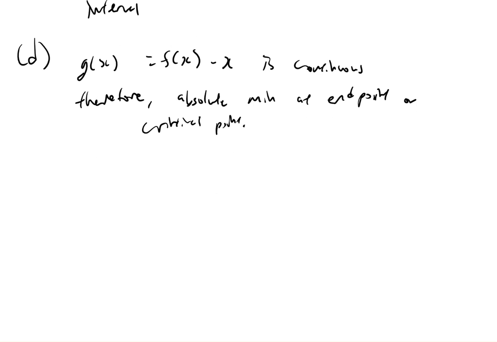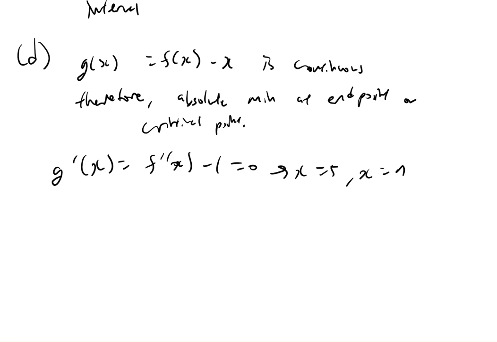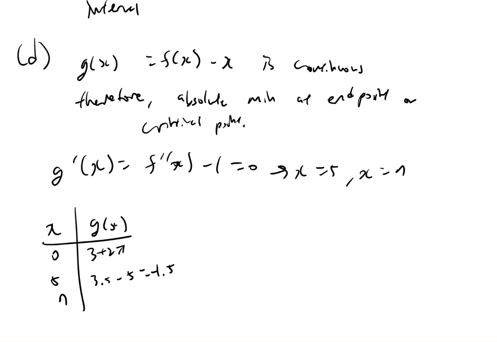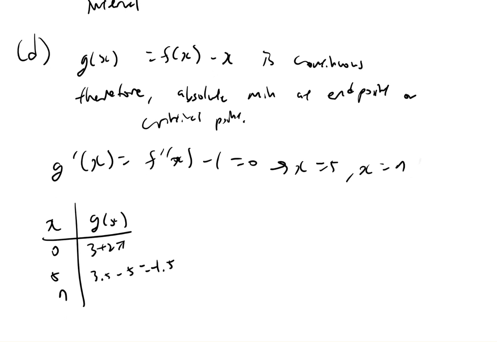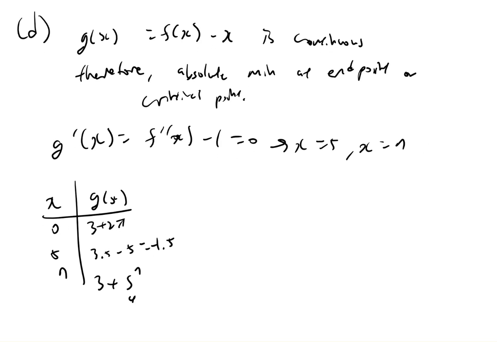And by using a candidate test, we know that g prime of x equals f prime of x minus 1 equals 0, and x equals 5, and x equals 7. We know these from the previous question. So x, g of x. For 0, 5, and 7: we know that g of 0 is 3 plus 2 pi because it's from question A. For 5 it is 3.5 minus 5 equals negative 1.5. And for 7, it is 3 plus the integral from 4 to 7 of f prime of x dx minus 7, which is going to equal negative 0.5.